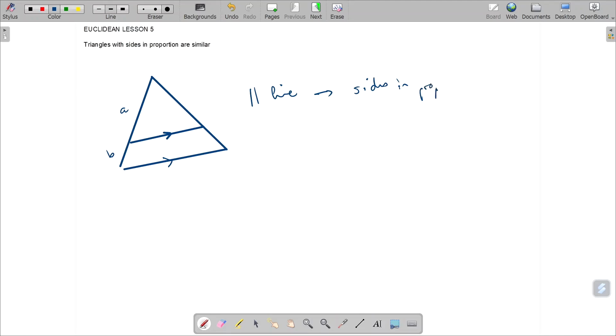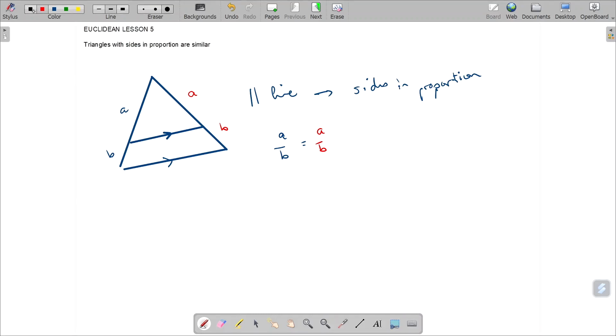In other words, we knew that the side on the right hand side would also be cut into the same proportion of A is to B. Remembering that proportion means equal fractions. So in other words, on the left, A over B would be the same as A over B.